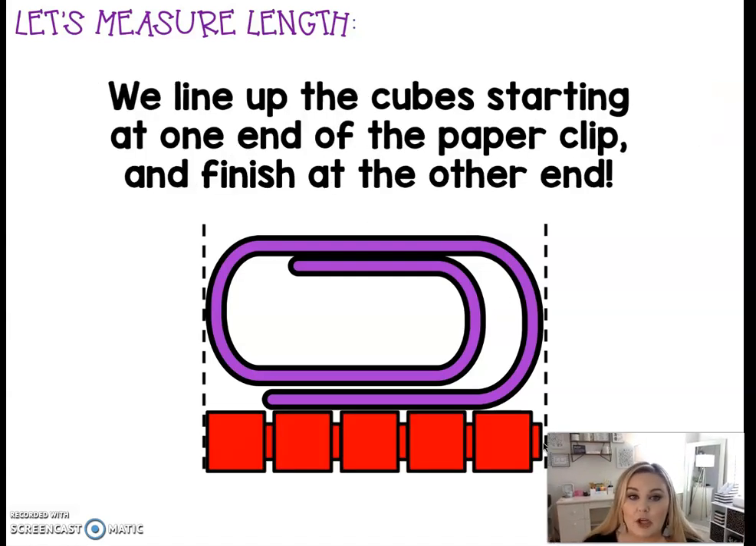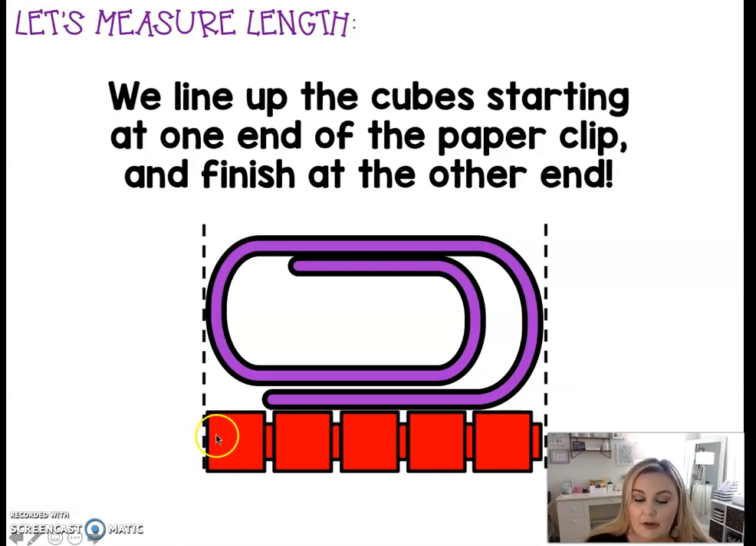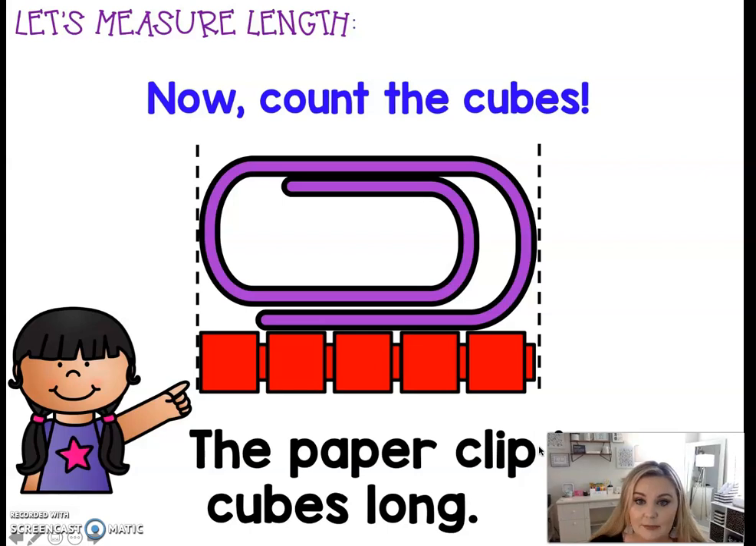We line up the cubes starting at one end of the paper clip and finish at the other end. So we can start right here. I always like to start from the left because that's how we read. When we read a story or a book, we read from left to right. So I always like to line cubes up that way also. So we start at the left and we line them up to measure how long the paper clip is.